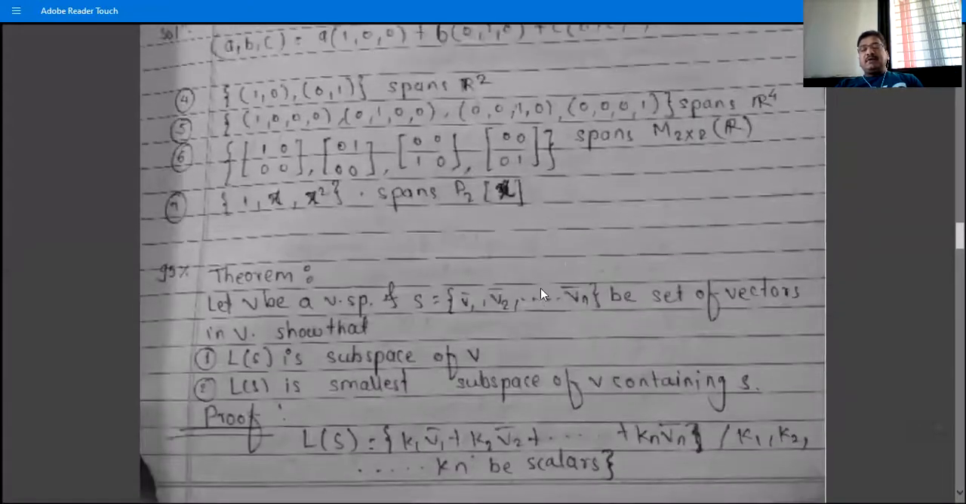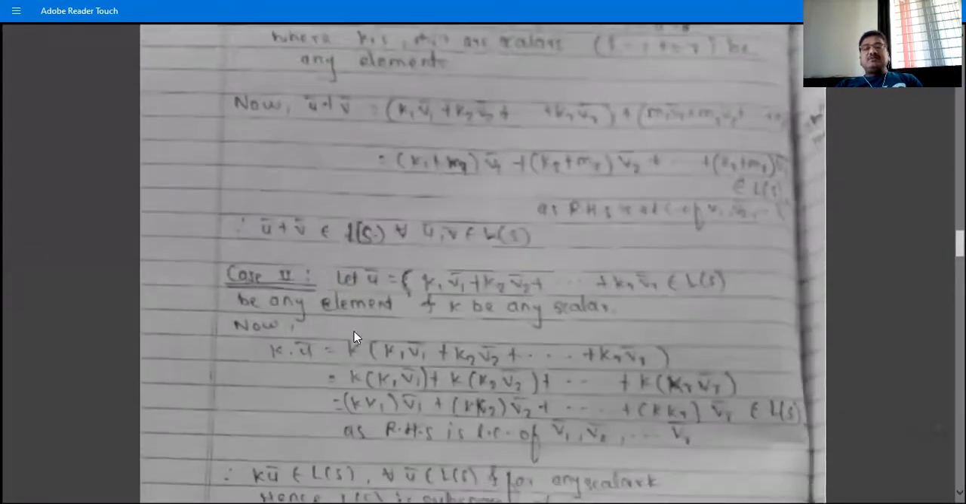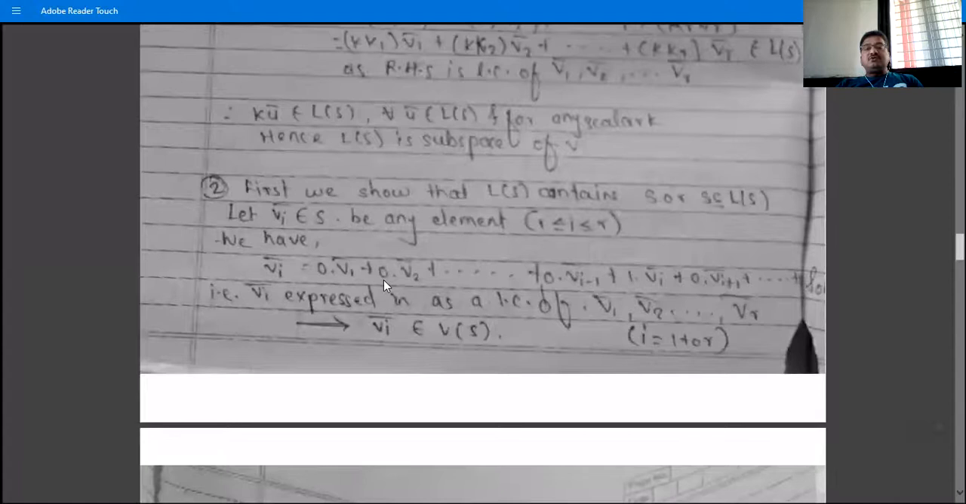If you take any element from this S, suppose Vi, then we can write Vi as 0 into V1 plus 0 into V2 plus ... plus 0 into Vi minus 1 plus 1 into Vi plus 0 into Vi plus 1 plus ... plus 0 into Vn. That is, we can express Vi as a linear combination of V1, V2, ..., Vn, and therefore Vi belongs to LS for all i from 1 to n. Right, in the place of r, write n.